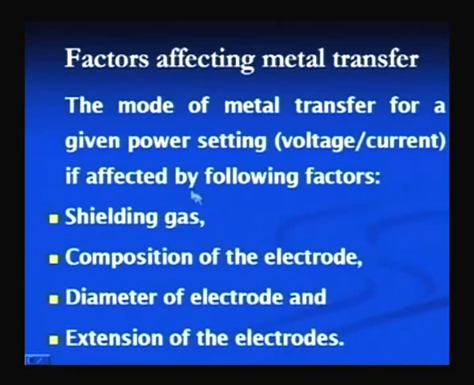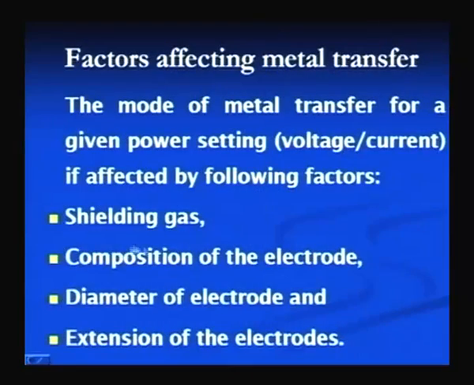Because of all these factors, the composition of the shielding gas affects the kind of heat generated in the arc region, like helium generates more heat compared to argon. The composition of the electrode governs the electrical resistance heating in the electrode extension portion, like electrical resistance heating will be more in case of steel compared to that of aluminum, because electrical resistivity of steel is higher than that of aluminum.